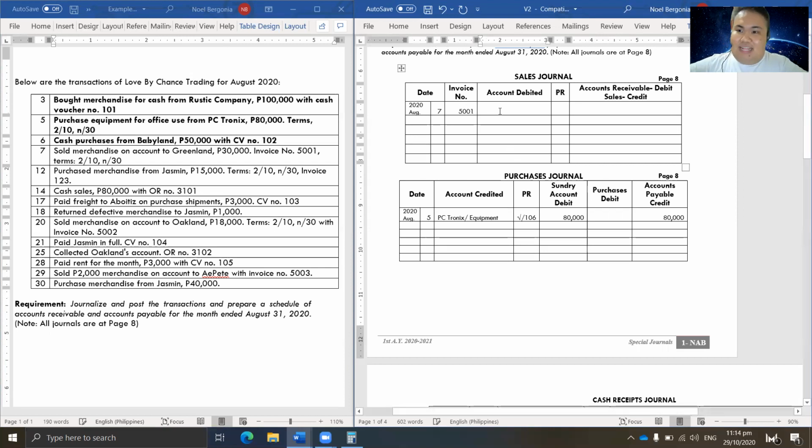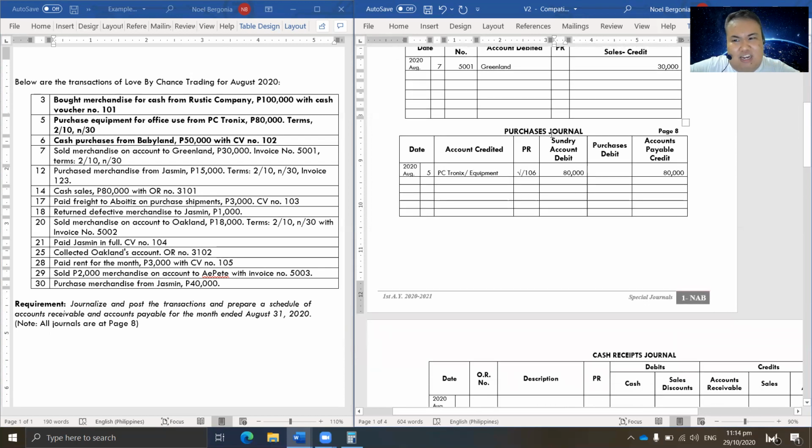What's the account debited? Na-mention ko yan during our theoretical discussion. The account debited in the sales journal should be the customer's account, which is Greenland. And then PR, maya-maya pag nag-post na tayo saan? Subsidiary ledger. Okay, and this will be 30,000. Sir, do we really post it on the subsidiary ledger? Yes, because the accounts receivable account title is being affected. Okay? So, iwanan muna natin na yung PR ay walang laman.